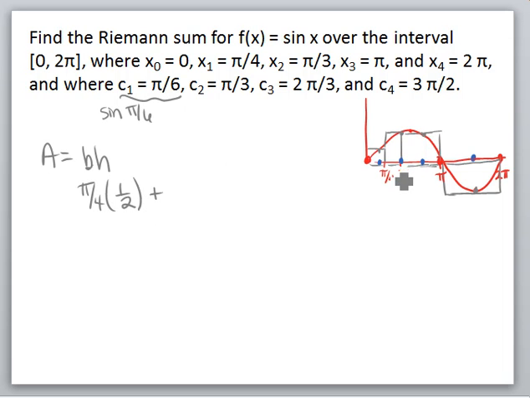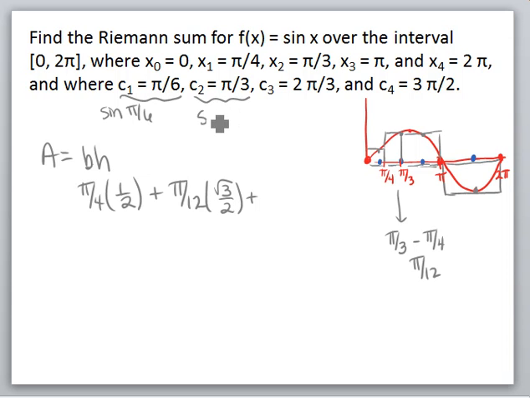Plus, we're going to find the area of the second rectangle. We need to figure out the base length, so we subtract these two to know the distance between them. When you subtract pi over 3 minus pi over 4, you get pi over 12. So the base is pi over 12. And the height would be the sine of pi over 3, which happens to be square root of 3 over 2.